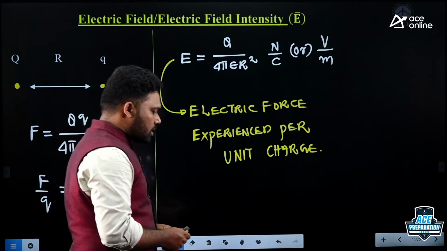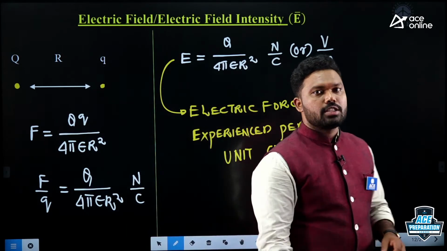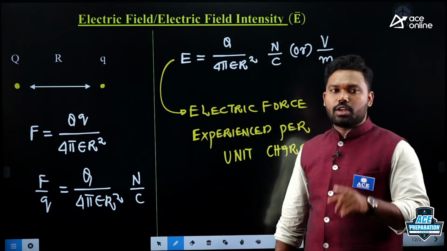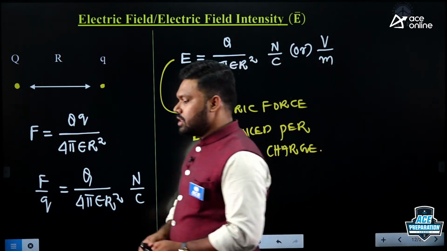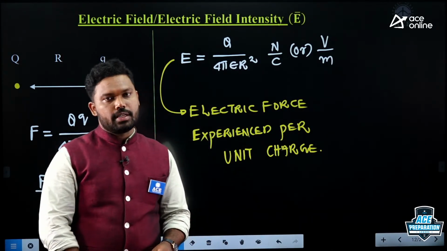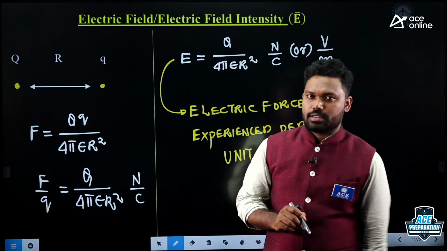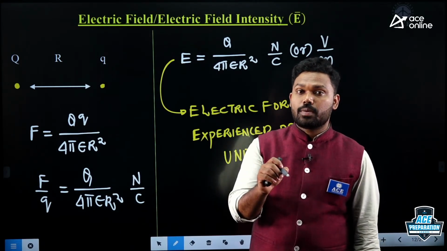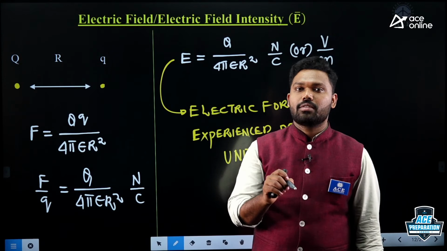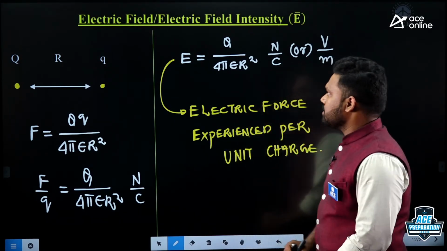And then we have introduced the concept of electric field, also called electric field intensity. One should remember its units. What are the units? Newton per Coulomb or volt per meter. How is it defined? Force per unit charge. Force per unit charge is called electric field.